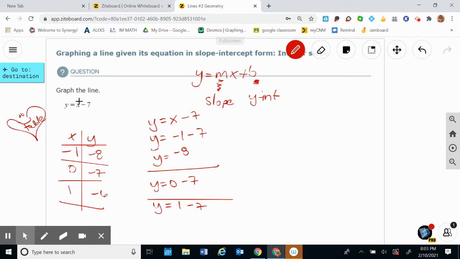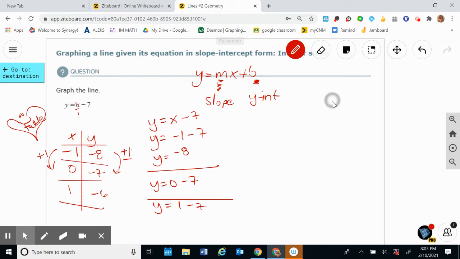You guys look. The slope here is 1 over 1. Look at what's happening to my x in my table. It's going up 1. Look what's happening to my y. It's going up 1. So that's rise over run, 1 over 1, which is 1. Okay? So then all you need to do is graph those points and connect the dots.